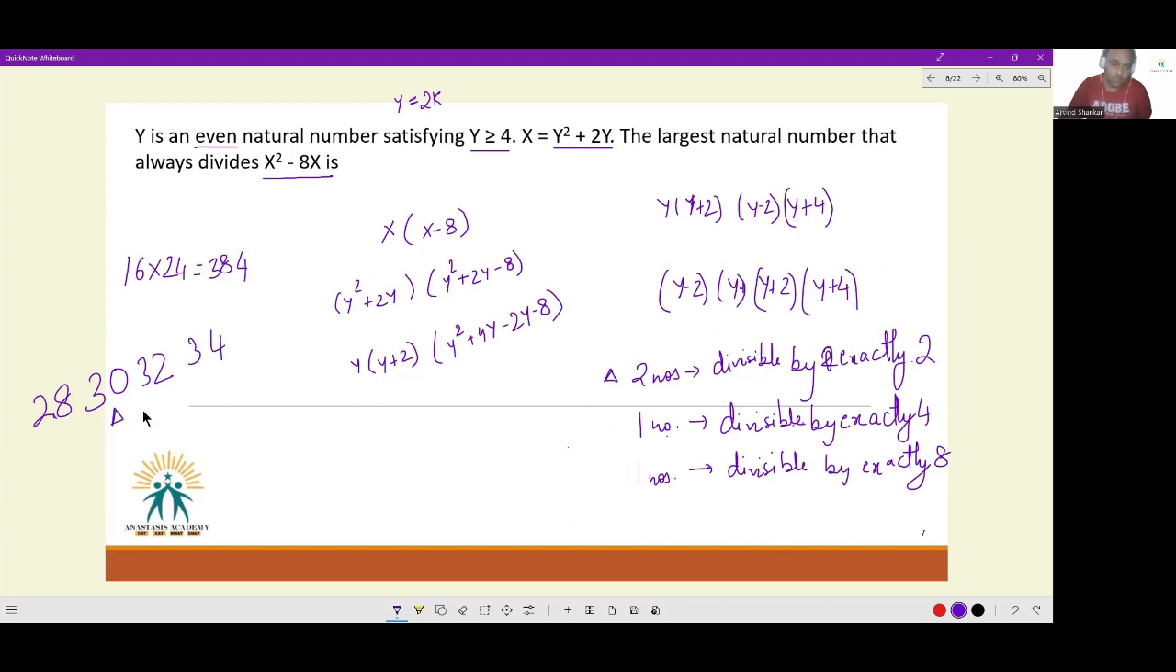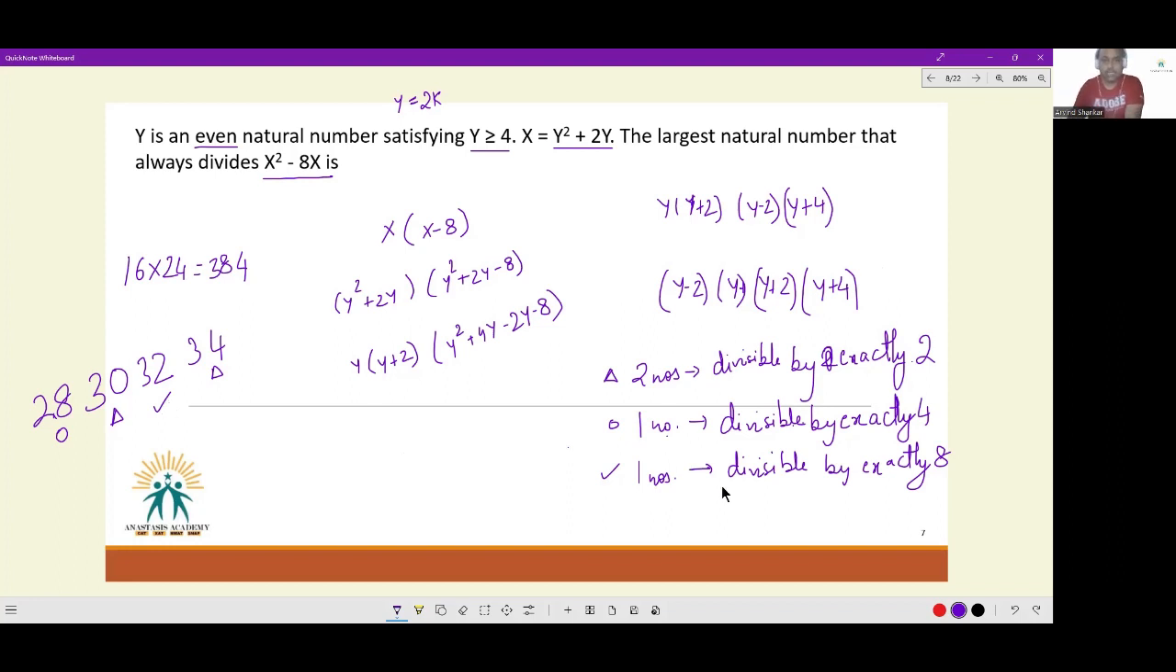These are the two numbers that are divisible by exactly 2. This is the number that is divisible by exactly 4. And this is the number divisible by exactly 8. Any set of four consecutive even numbers, this working is always there.